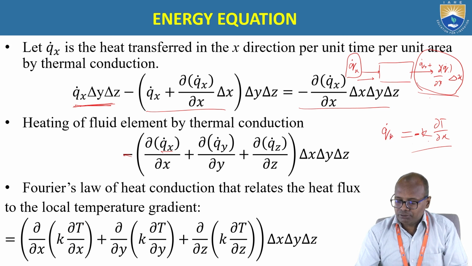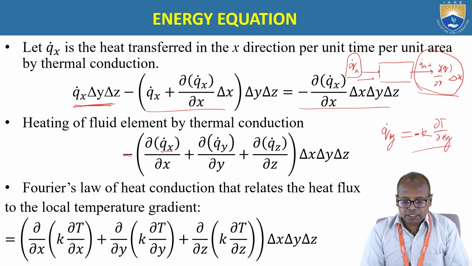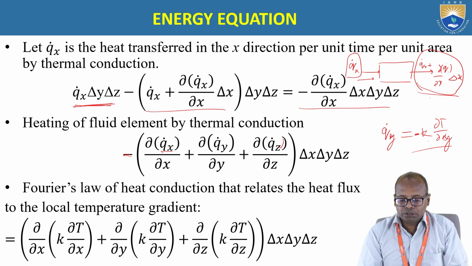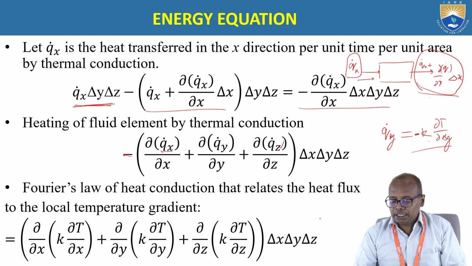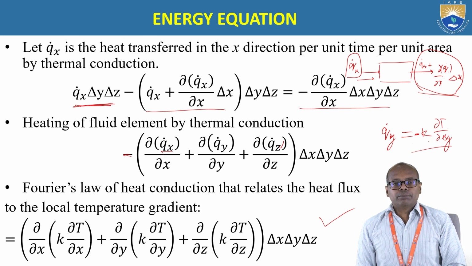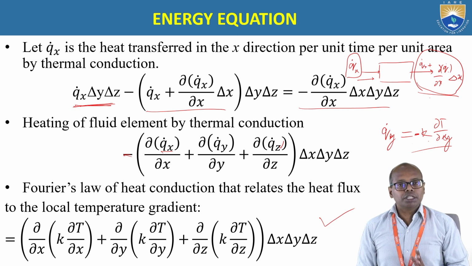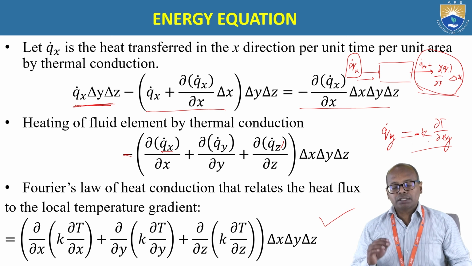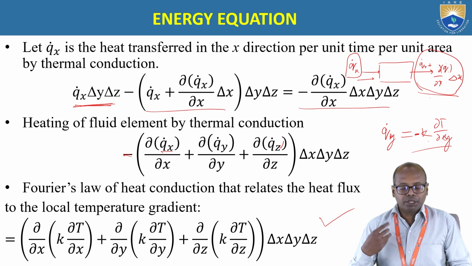Similarly, for Y, if I substitute that here, I will get dou by dou Y of K into dou T by dou Y. If I substitute for Q dot Z, I will get dou by dou Z of K into dou T by dou Z. So this is the net heat added into the element, or net heat flux into the element. So this is the net heat added, and previously we have seen the net work done.